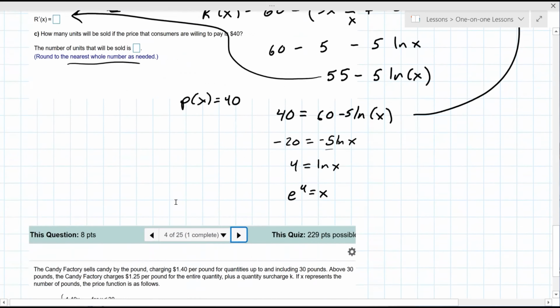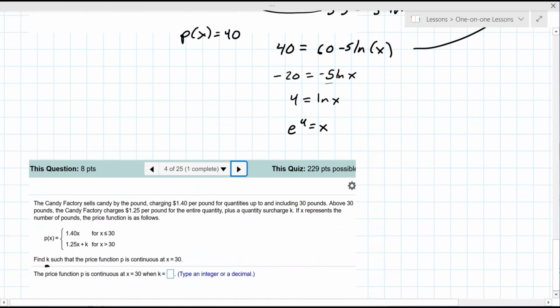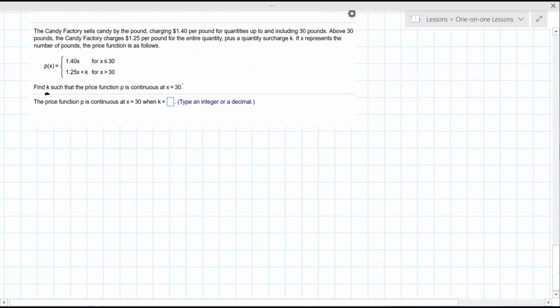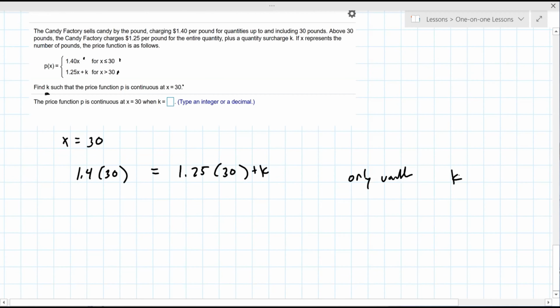Okay, this one is asking about continuous at 30. 30 is the number that's here and here. So essentially what you do is you set x equal to 30 in both cases. So 1.4 times 30 equals 1.25 times 30 plus k. I'm just grabbing these two things and setting them equal. So notice the only variable is k. So you solve for k here.